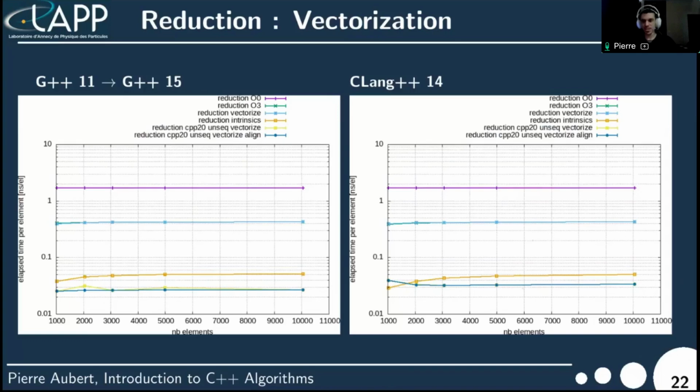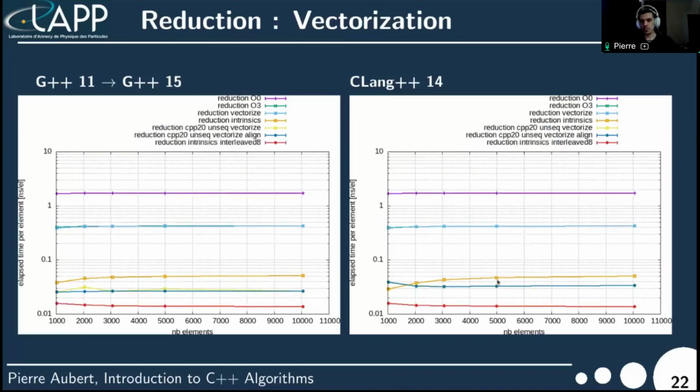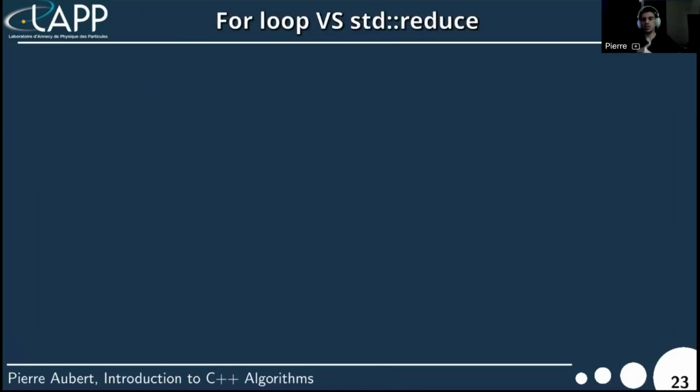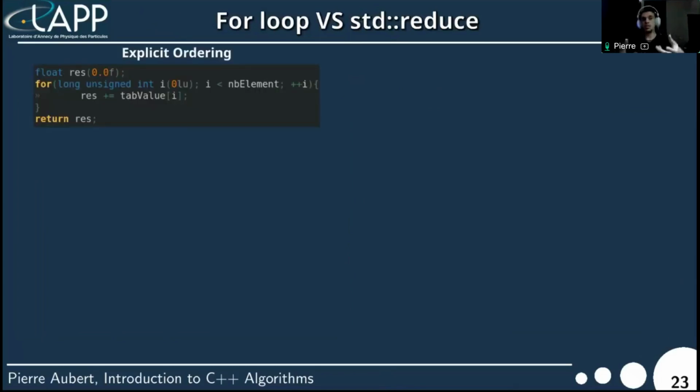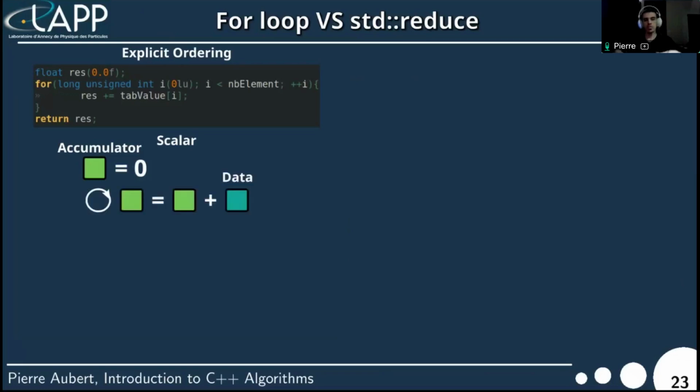So I can use some tricks to beat the compiler again, and I will explain to you how to do that. So first, for loop versus std::reduce. What's going on? Why is the for loop slower than std::reduce? If I get an explicit ordering with my for loop, with my reduction in scalar mode, I will start with one accumulator equal to 0 here, and then I will loop and get my next data, sum my accumulator to it, and put the value inside my accumulator here, and everything is okay.